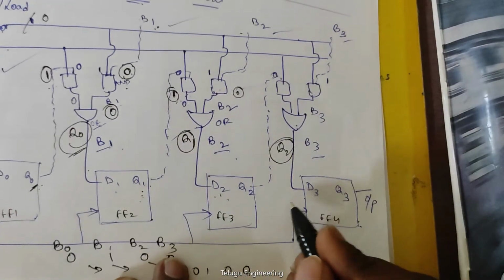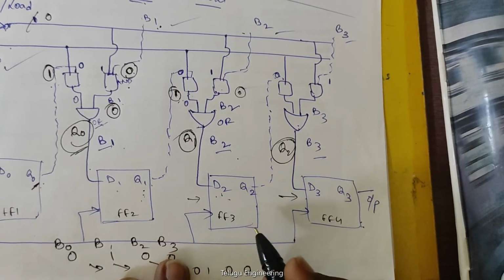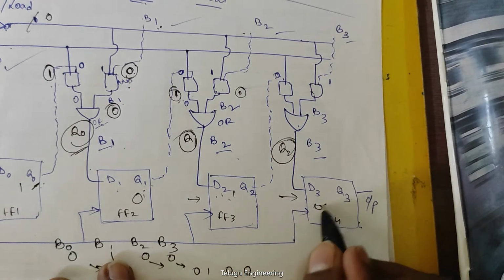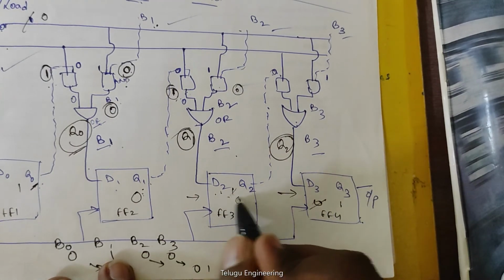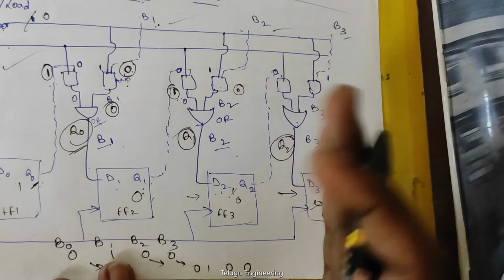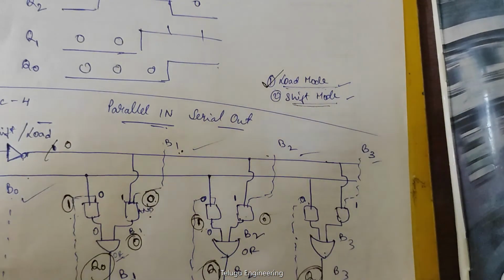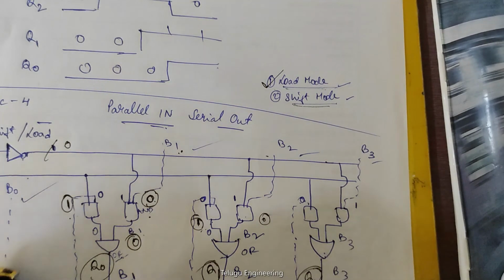Similarly, if you have 1, 0, 1, 0, what happens? You will be shifting to the right. This becomes 1, this becomes 0, and this becomes 1. So you're shifting to the right. So this is all about the third type of shift register, that is parallel in and serial out. Thank you.